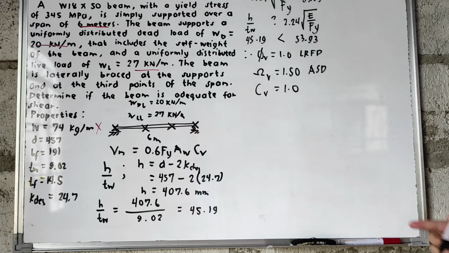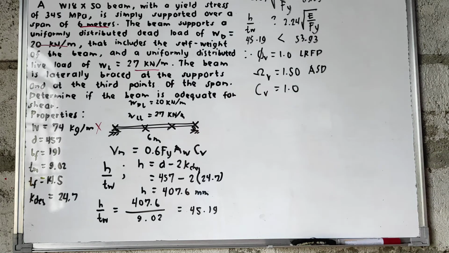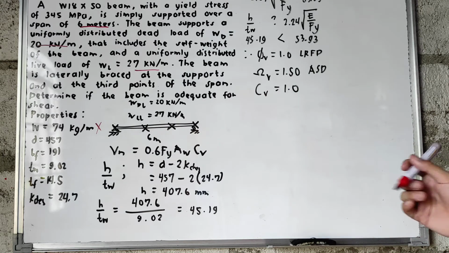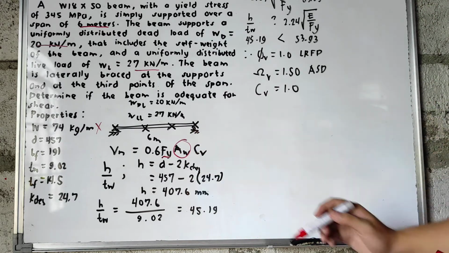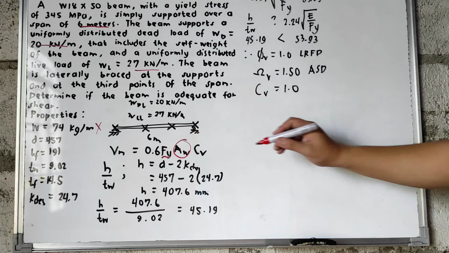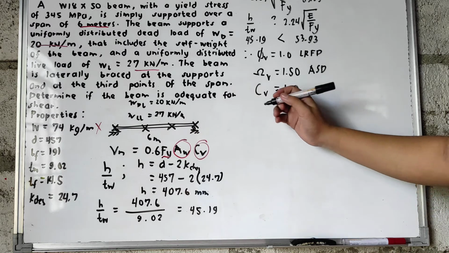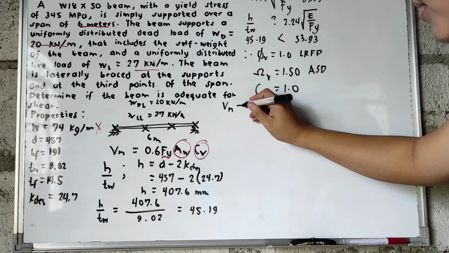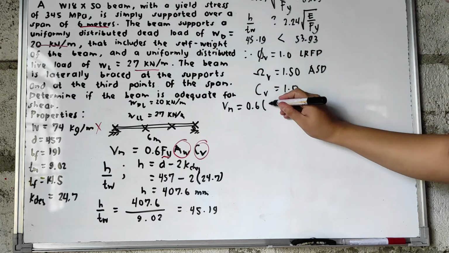So, nakuha na natin yung value ng Cv natin. Kasi dito sa problem natin, we have already a given for the value of your Fy, which is 345. The value of your area of the web, so that is yung area ng web lang naman natin, and the value of your Cv. Since complete na yung mga data natin, we can now solve for the value of your nominal shear strength. So the value of your nominal shear strength, we have 0.6. Fy is 345.